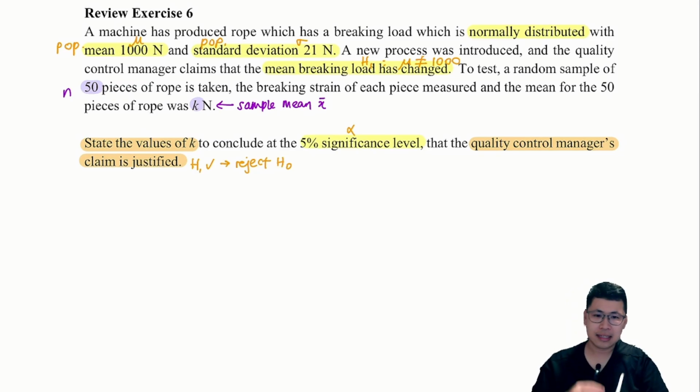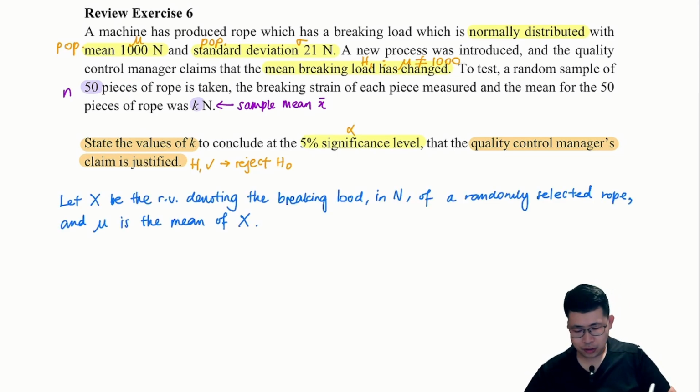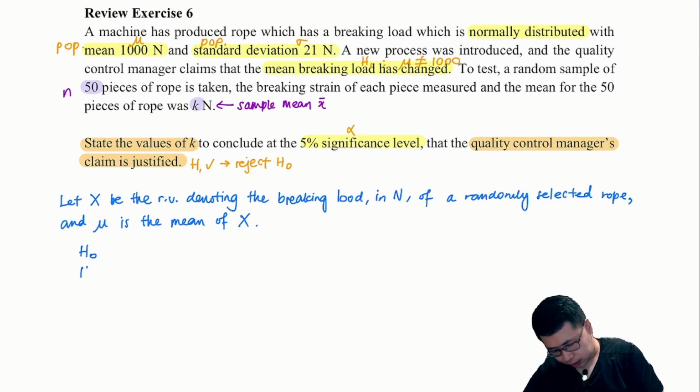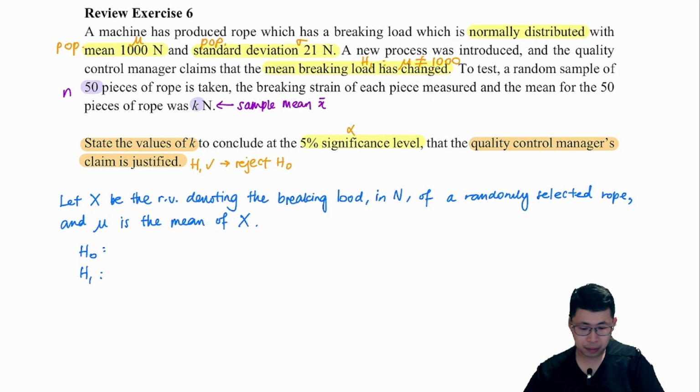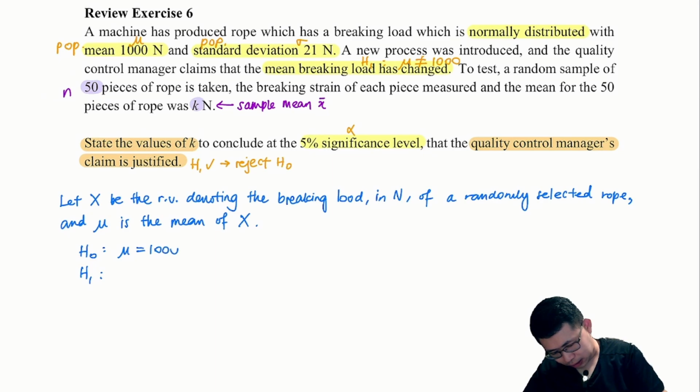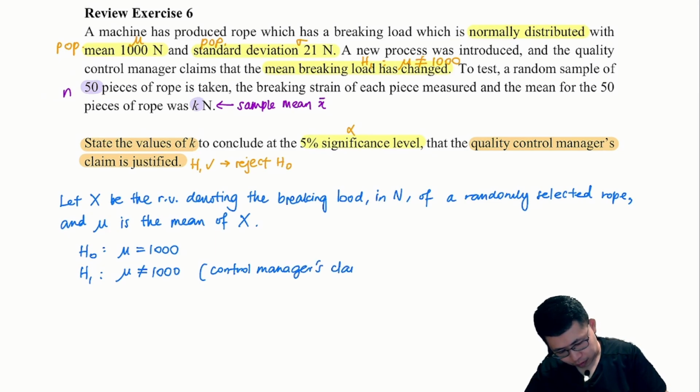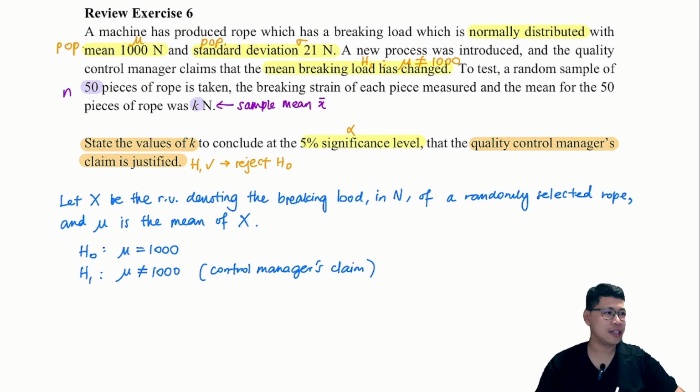Okay, so once again, the setup phase, step 1, random variable and also the mu, population mean mu. Then step 2, null and alternative hypothesis, which we have already seen in the question. So this over here gives us our alternative hypothesis. So our null would come from here. So the null would be mu equals 1000. This one over here would be, has changed, so it will be not equal to 1000. Okay, so this one would be the quality control manager's claim right here. Okay, so this is step 2.